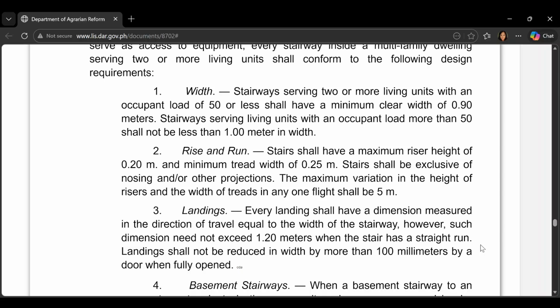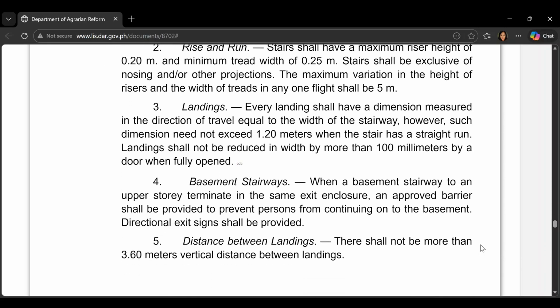Rise and run. Stairs shall have a maximum rise height of 0.20 meter and minimum tread width of 0.25 meters. Stairs shall be exclusive of nosing and or other projections. The maximum variation in the height of risers and the width of treads in any one flight shall be 5 millimeters.